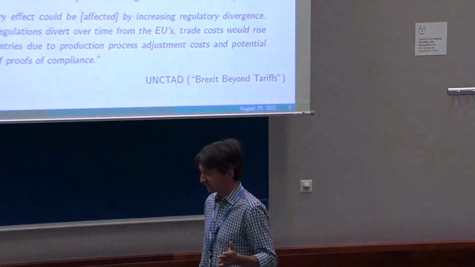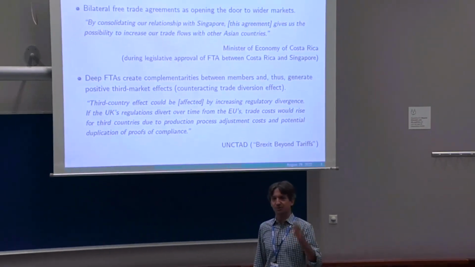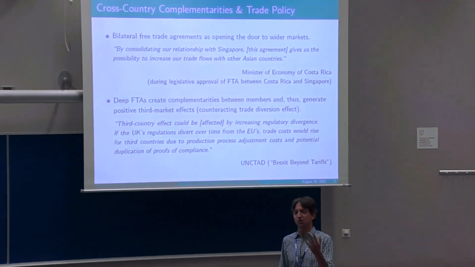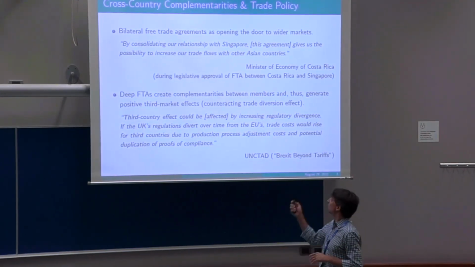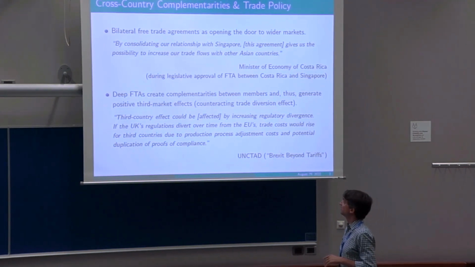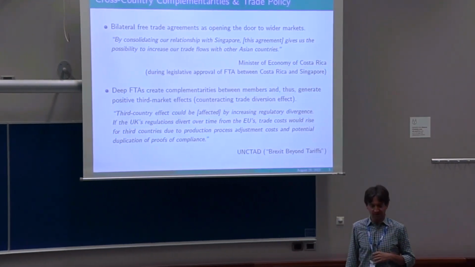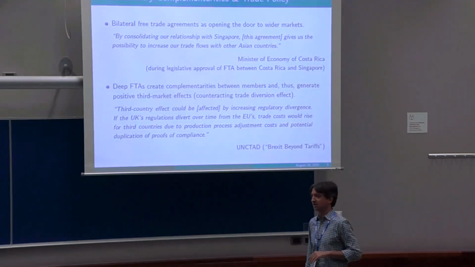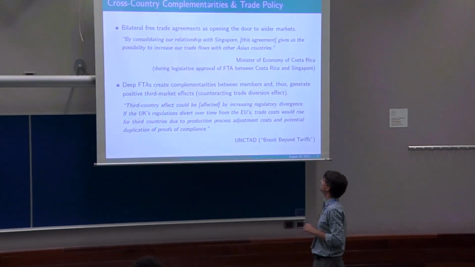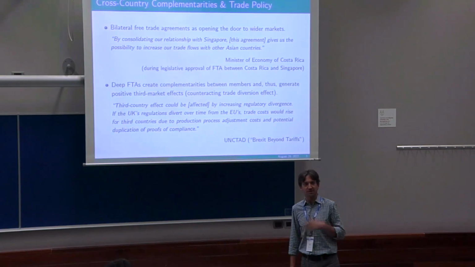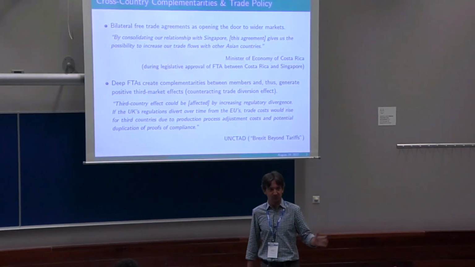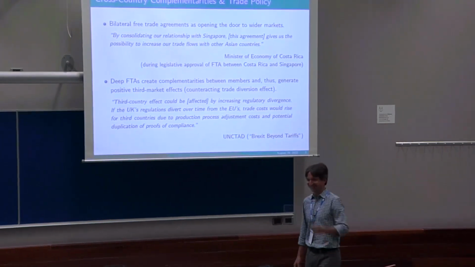So I have here a couple of quotes. One idea is that whenever trade policy negotiators are negotiating free trade agreements, they have this idea that a free trade agreement with a destination is not just going to help increase exports to that destination, but it's going to open the door to another set of markets. This is a quote of the Minister of Economy of Costa Rica, who, while dealing with the legislative approval of a free trade agreement between Costa Rica and Singapore, said, by consolidating our relationship with Singapore, this agreement gives us the possibility to increase our trade flows with other Asian countries. By the way, I picked Costa Rica because throughout the paper we are going to be using data from Costa Rica.